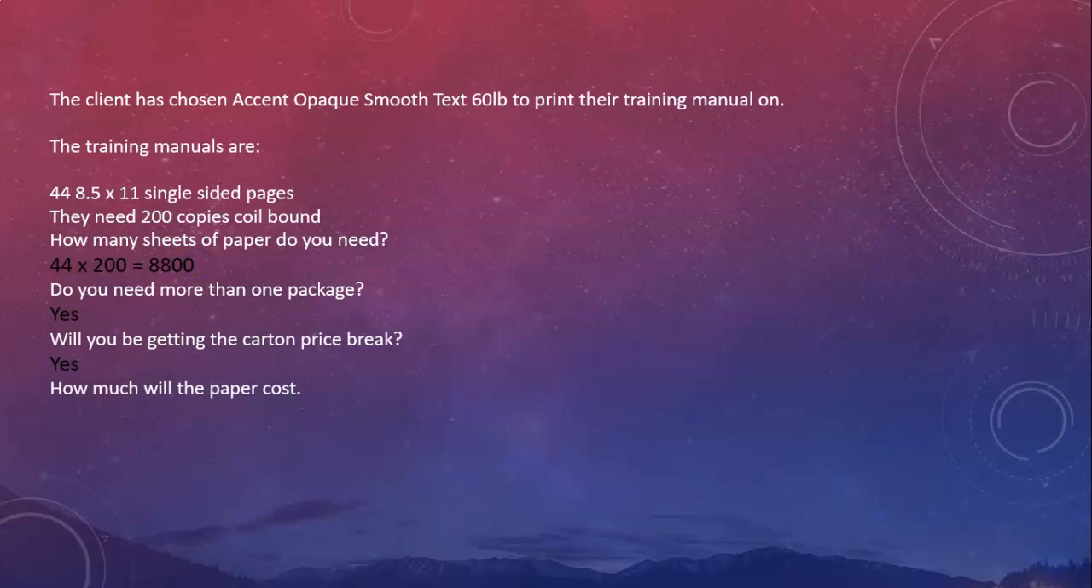Okay. How much will the paper cost? You'll need to purchase 2 cartons. The price for 2 cartons will be $305.60. I should have mentioned that earlier. Unlike being able to get the price break happening, even if we needed a carton plus a few sheets of paper with the parent size, we were given the carton price for the entire purchase. Here we have to purchase the entire carton.